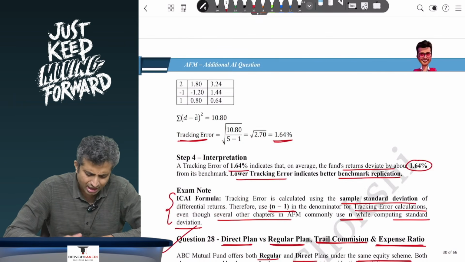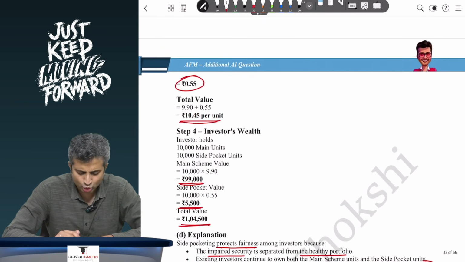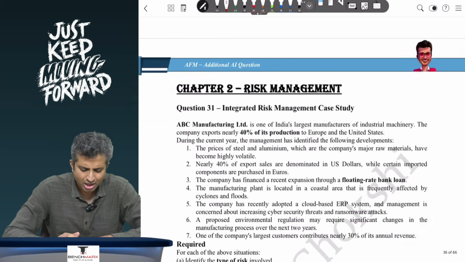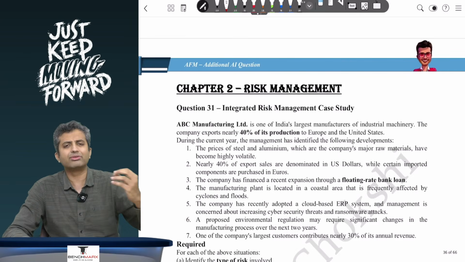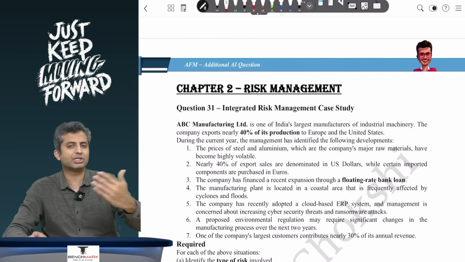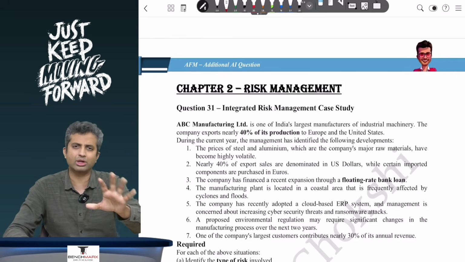Okay, then there is this chapter pertaining to risk management, where there are questions on VAR which keep on coming, either in an MCQ mostly or in a descriptive.